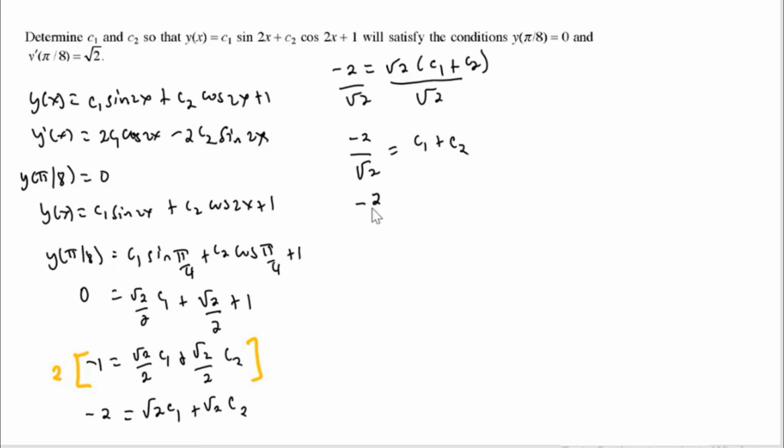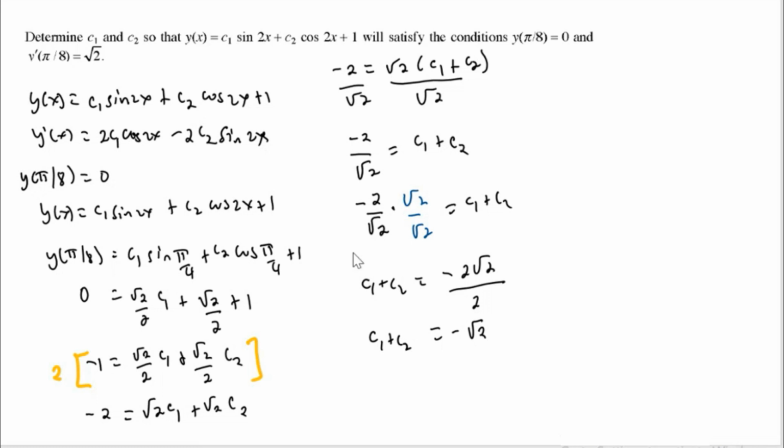So rationalizing this one, negative 2 over square root of 2 times square root of 2 over square root of 2 is equal to c sub 1 plus c sub 2. So we have now c sub 1 plus c sub 2 equals negative 2 square root of 2 over square root of 2 times square root of 2, which is 2. Then simplify that one, it gives us now the answer of negative square root of 2. So c sub 1 plus c sub 2 now is negative square root of 2. So this will serve now as my equation number 1.